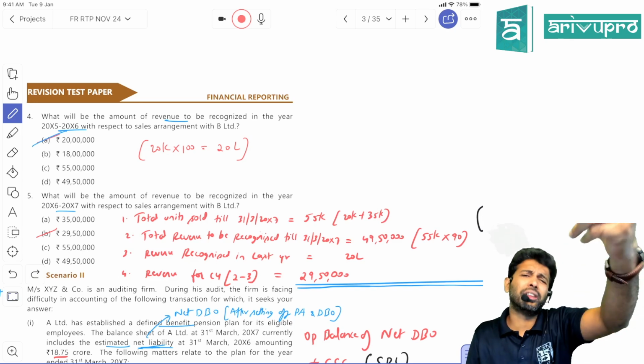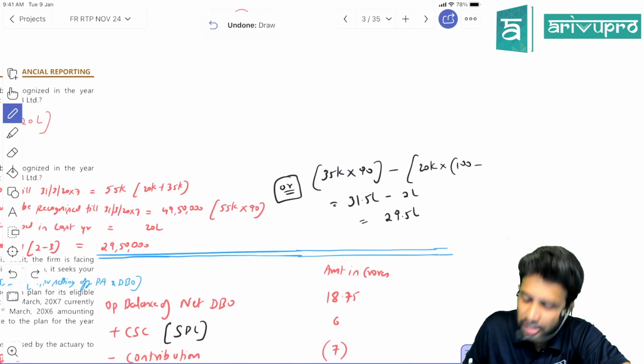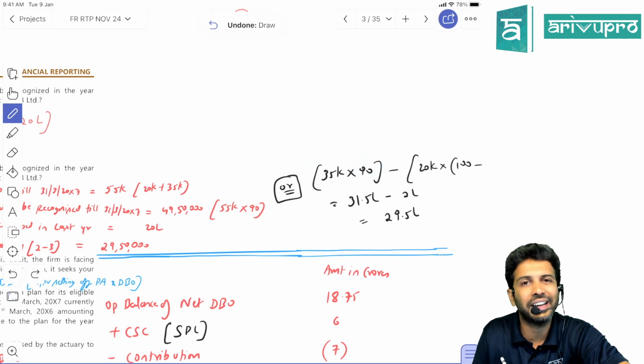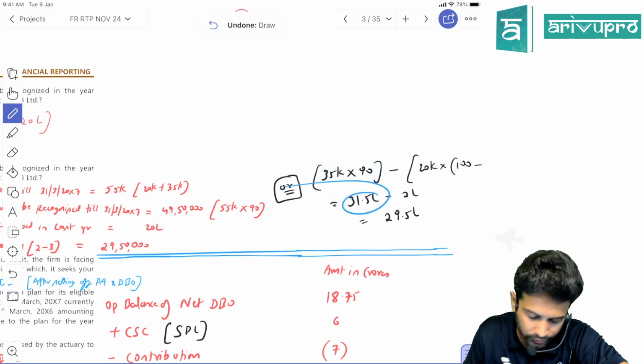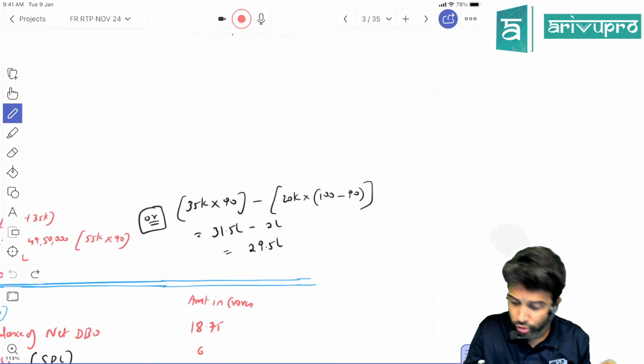Or you can also revise, meaning in the current year, how many units did you sell? 35,000. What is the price per unit now? It is expected to cross 60. So that means the price will be taken as 90 per unit. So on this, you'll book a revenue of 31.5 lakh. Okay. What about the previous? Sir, the last year you sold 20,000 units.